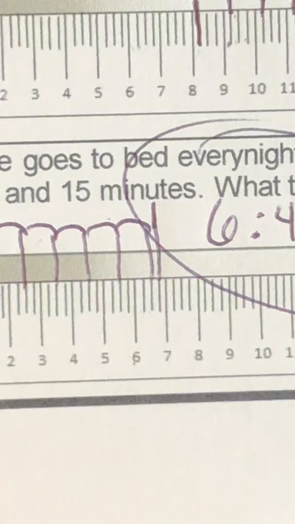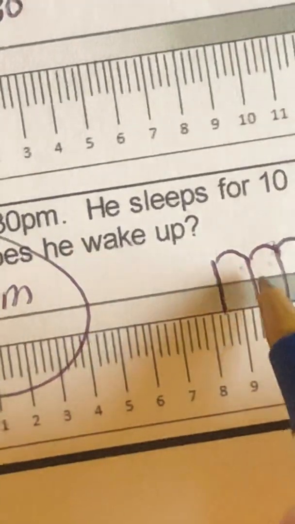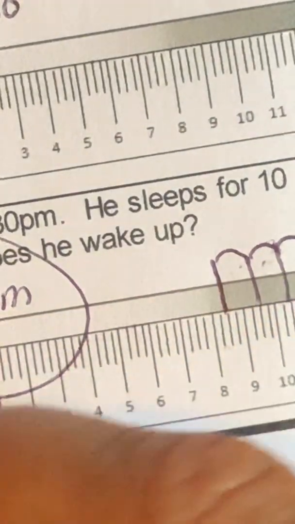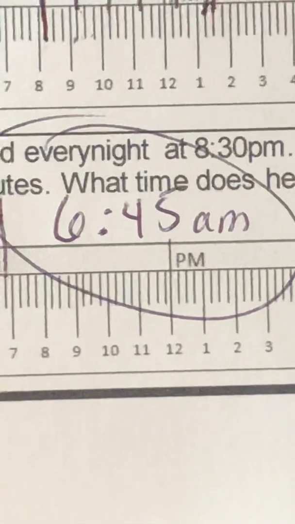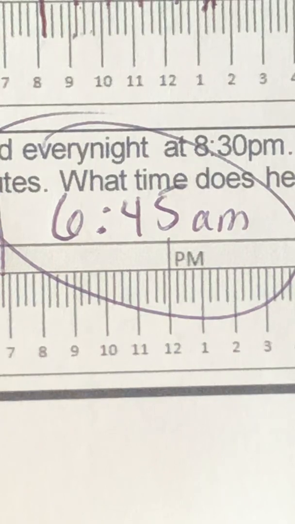Let me just double check that. Yes, I think that's right. Let me just double check my jumps again here. 1, 2, 3, 4, 5, 6, 7, 8, 9, 10, and then I jumped 15 minutes. Yeah, 6:45 a.m.